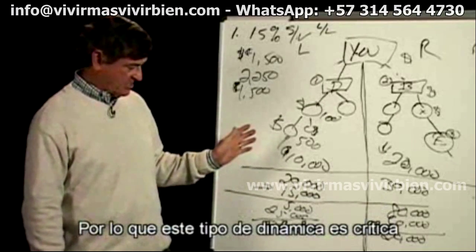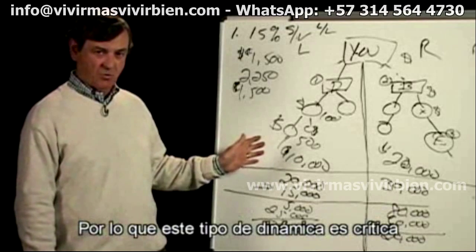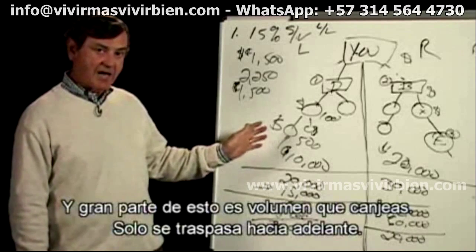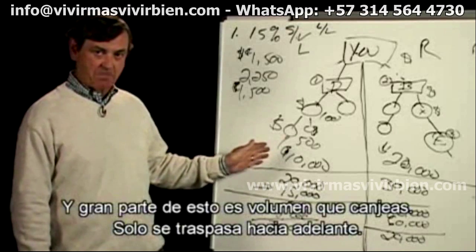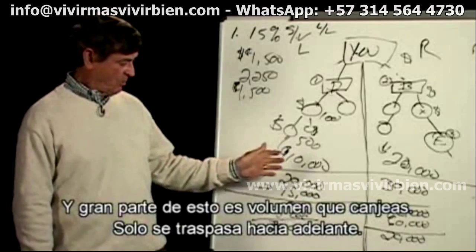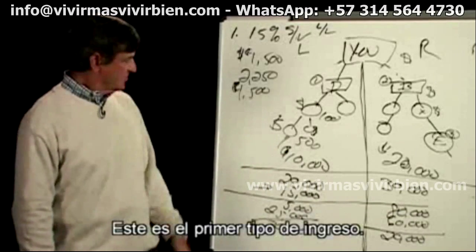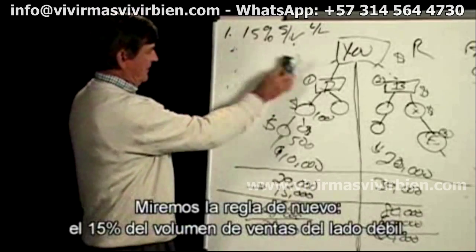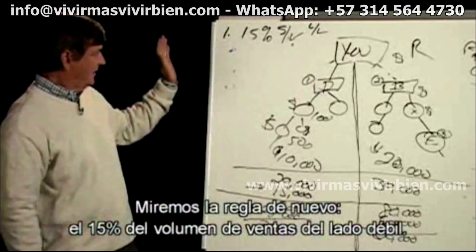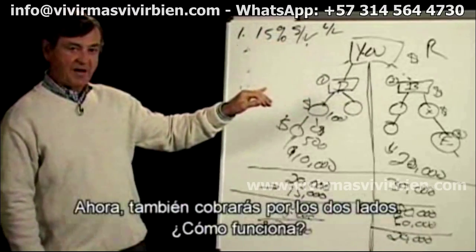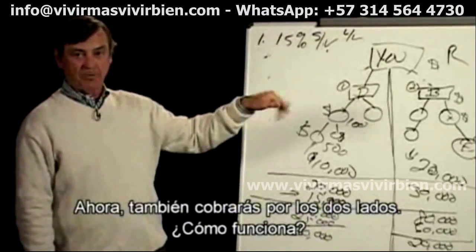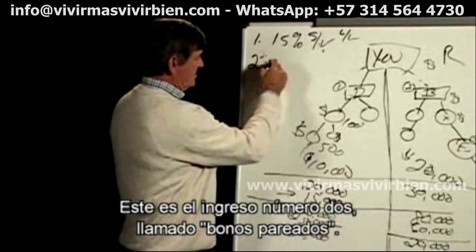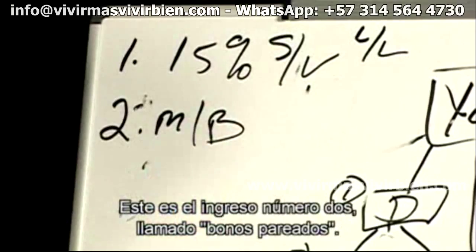So again, there are some dynamics to this that I know were critical and that have allowed me to enjoy the earnings that I enjoy. And a lot of it is this banked volume, just rolling it forward. Okay, so that's income number one, which, looking at the rule, is 15% of all the volume in the lesser leg. Well, now, at the same time, you're going to get paid in both legs. Well, how does that work? Well, this is income number two, and this is called matching bonuses.